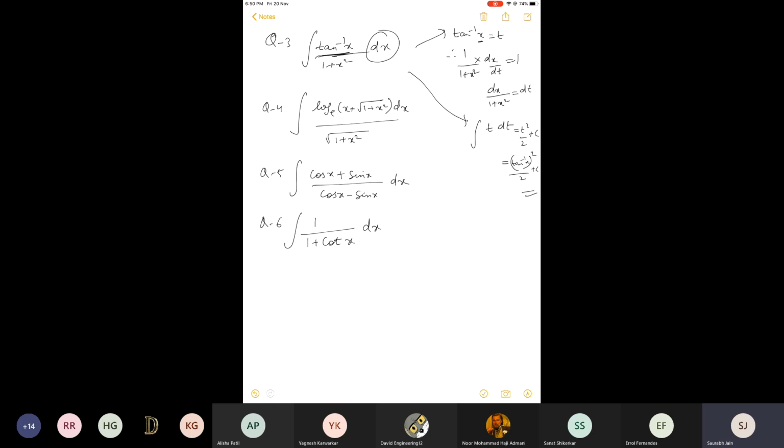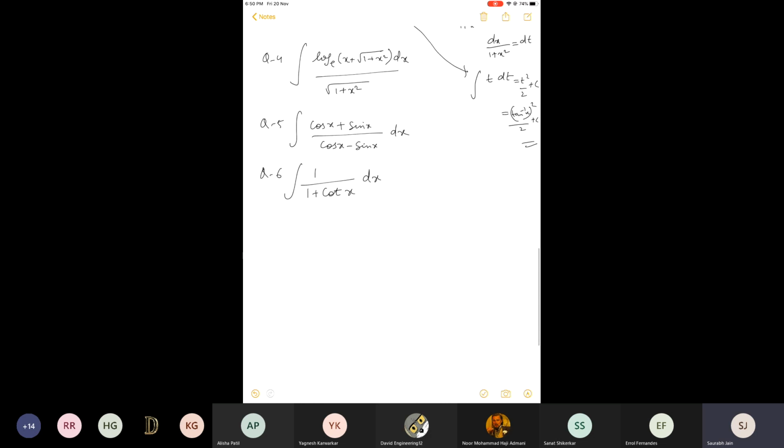What about the next question? Can anyone tell me what will be the substitution for the fourth one? This is a good question. See, fourth one, let me tell you. In the fourth one, we put the whole expression in the numerator as t. Important is the differentiation part. Then you will come to know what is the advantage of taking this whole term as t. Let us differentiate with respect to t.